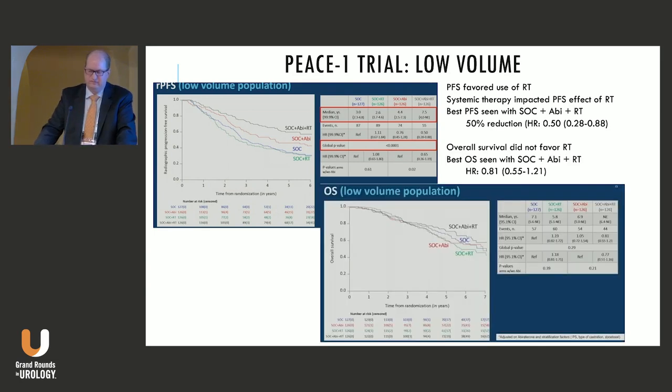Overall survival didn't favor RT, although again, in a non-statistically significant way, best overall survival was seen in the group that got standard of care plus abiraterone plus radiation, and the hazard ratio for overall survival was 0.8. It's worth noting here that somehow the standard of care arm did really substantially better than one would have anticipated, so that even abiraterone had relatively little impact upon overall survival in this group of patients.